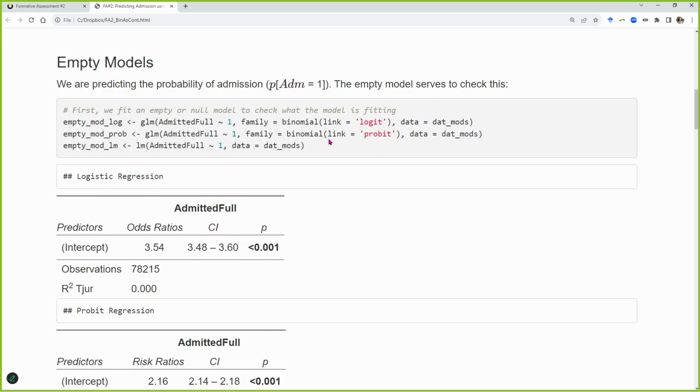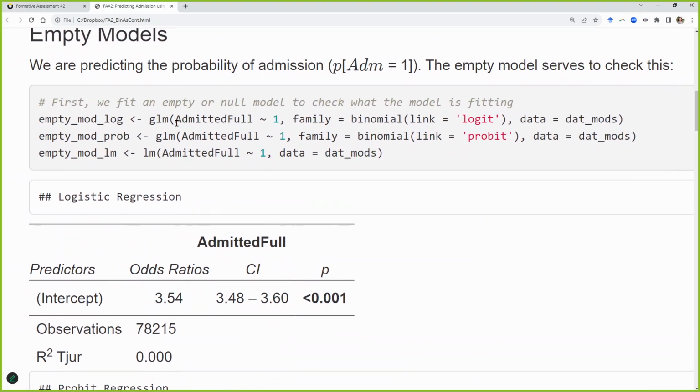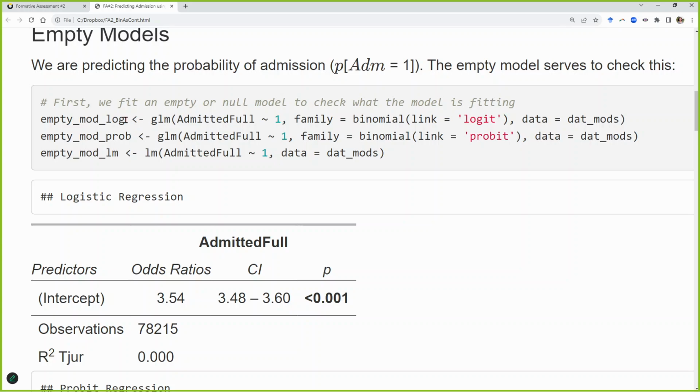Now, specifically for this example, I started with empty models. Here we are using the logit link, so this is the logistic regression. Here we are using probit, the probit regression. And finally, this is a linear model, the general linear model. And this is in R, correct? Yes, just so people looking at it know. This is R and this is the HTML file.